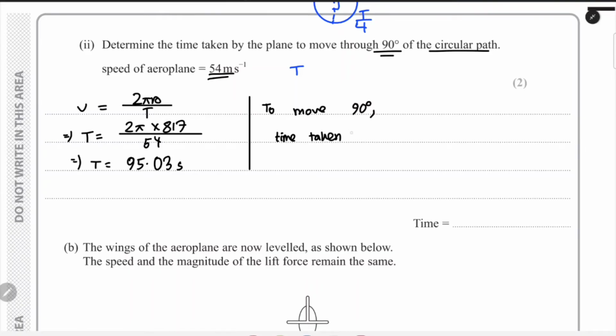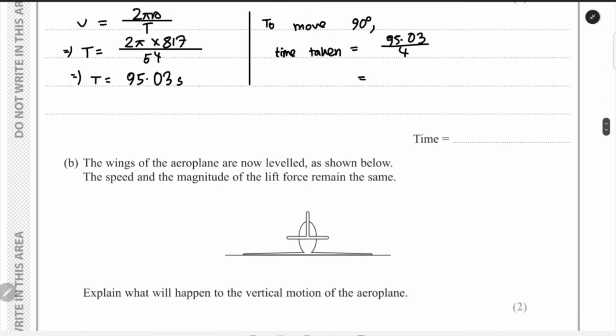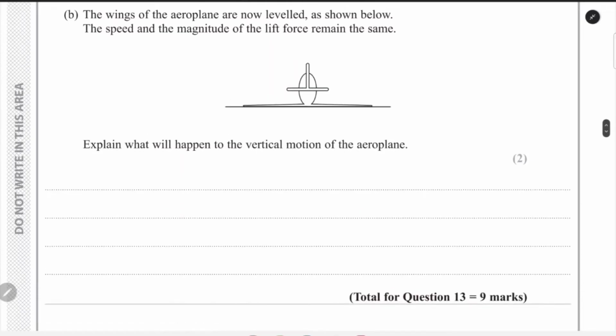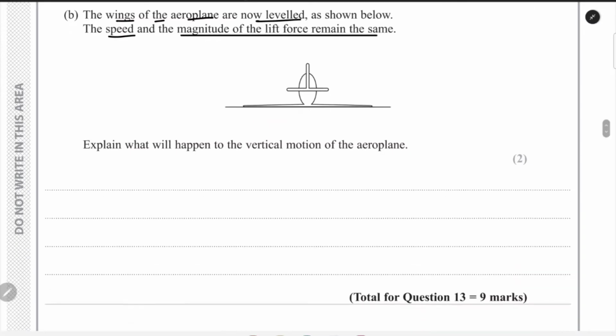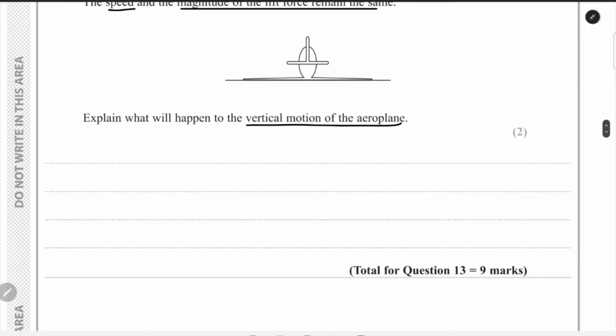So to move 90 degrees, the time taken will be capital T by 4. So 95.03 divided by 4 comes out to be 23.8 seconds. So it takes 23.8 seconds to move 90 degrees. Now in part B, we are told that the wings are now leveled off and the speed and magnitude of the lift force remain the same. We have to talk about what happens to the vertical motion of the aeroplane.